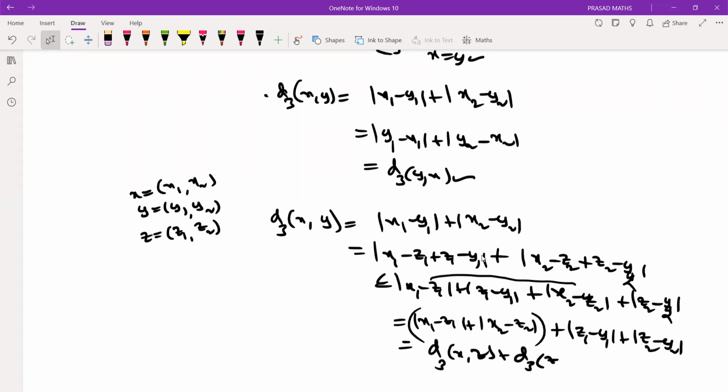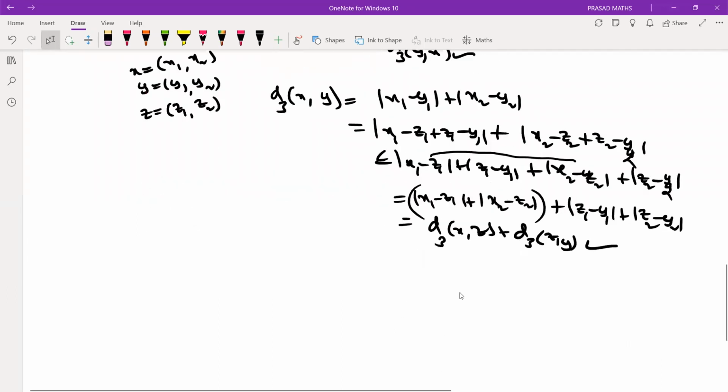This is exactly D3 of x, y. Therefore, it satisfies the triangle inequality. Therefore, it is a metric. So D3 is a metric.